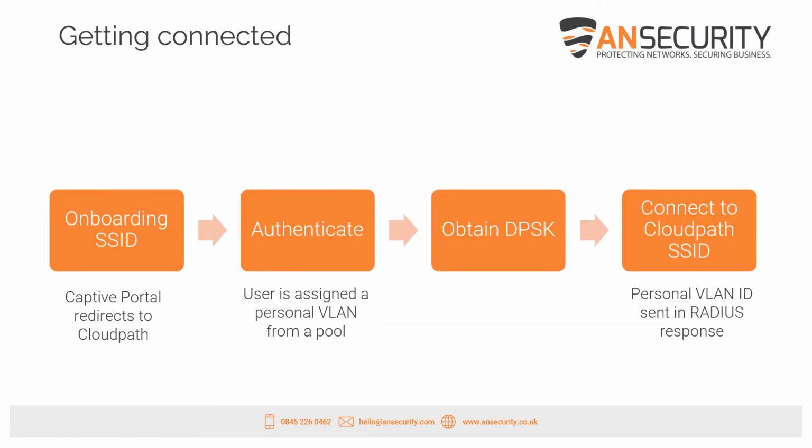The authentication workflow that I'm going to take you through as part of this demonstration starts with the user jumping onto an onboarding SSID. A captive portal then redirects them to the Cloudpath web service. Once the user is authenticated, if it's the first time that they're authenticating into Cloudpath, they'll be assigned a personal VLAN ID from the pool. They then obtain their pre-shared key and use that to connect to the standard Cloudpath SSID. As part of the RADIUS response, which is sent back to the wireless controller or the wireless access point, the personal VLAN ID is included with it.